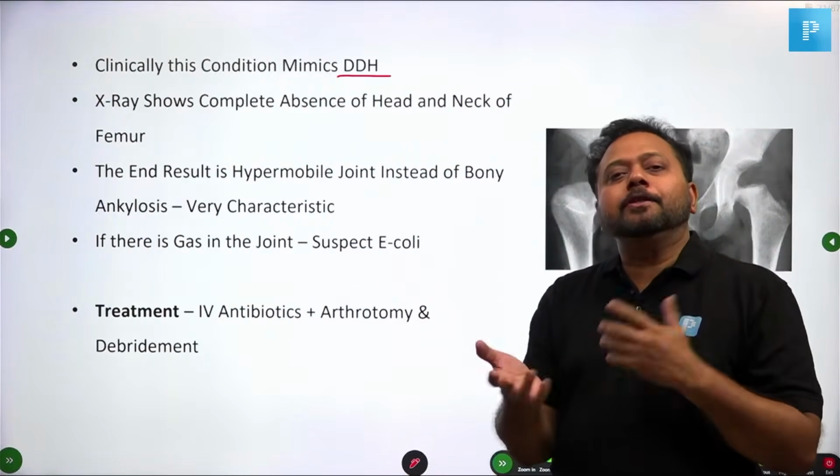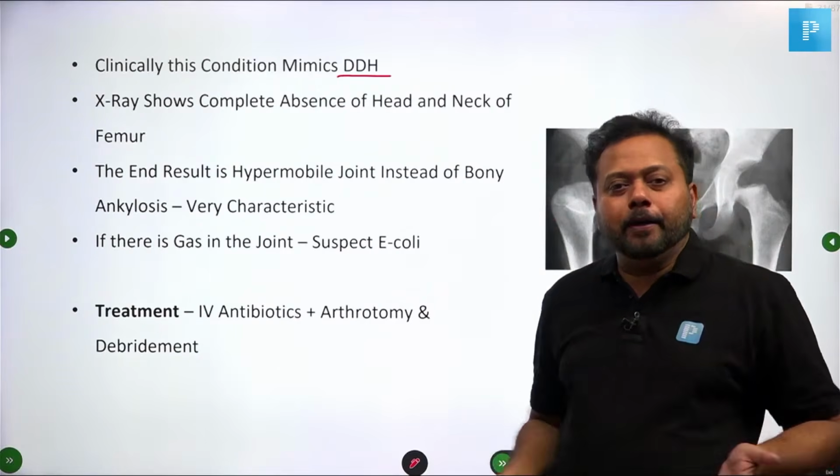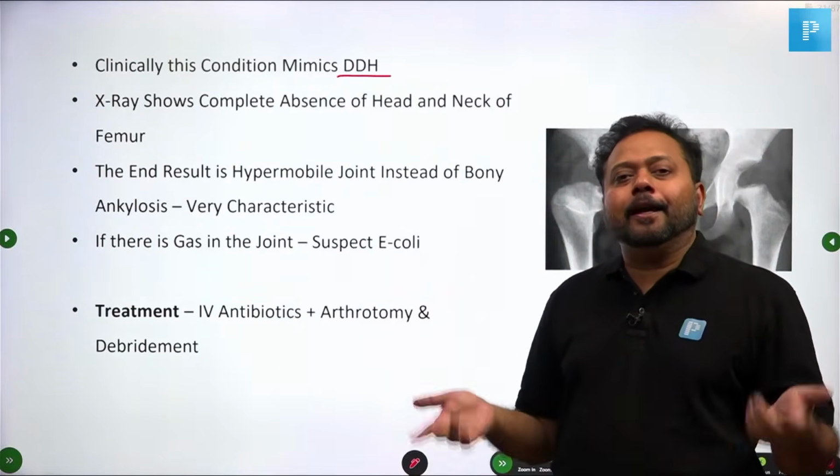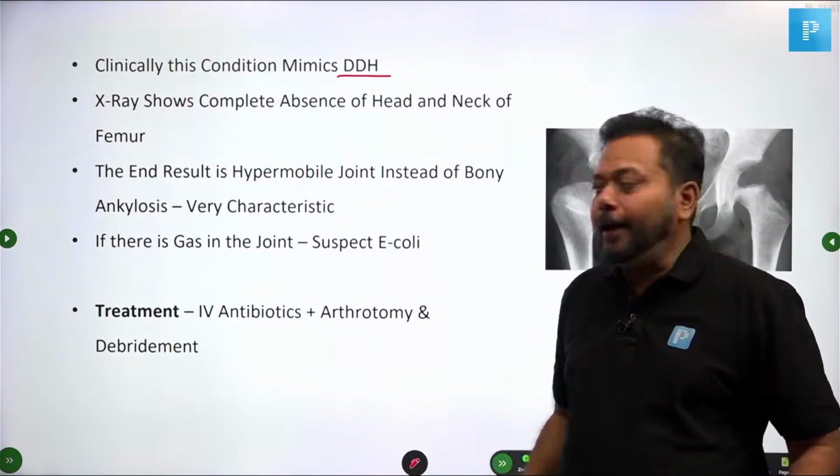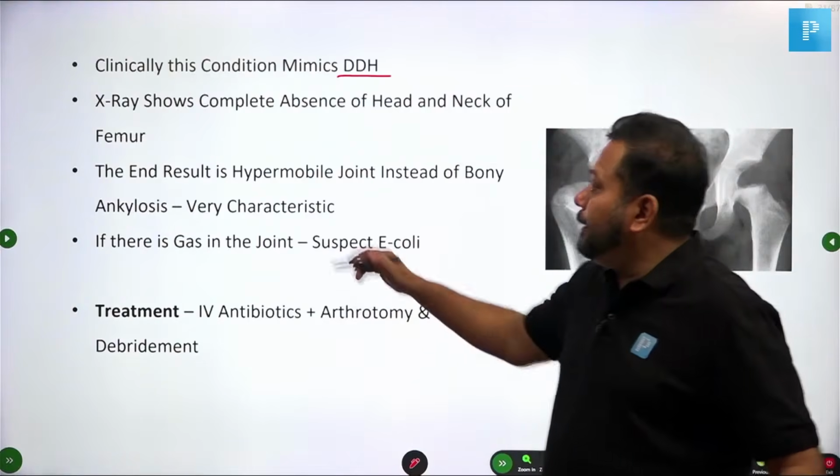How will it be an unstable hip? Telescopic test will be positive. You will think it is a case of developmental dysplasia hip. Okay, so X-ray shows complete absence of the head.